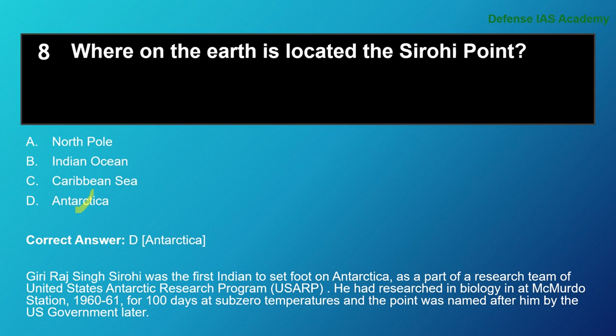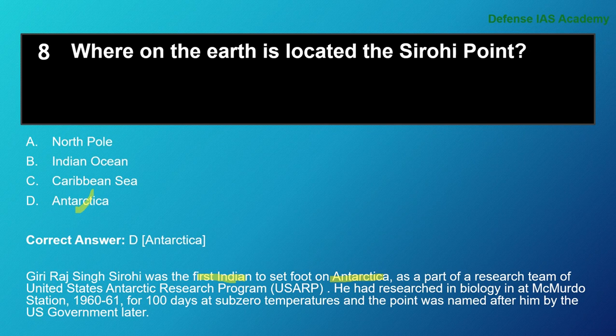Giriraj Singh Sirohi was the first Indian to set foot on Antarctica as part of the research team of the United States Antarctic Research Program. So he was the first person to go to Antarctica as part of the research team called the United States Antarctic Research Program.